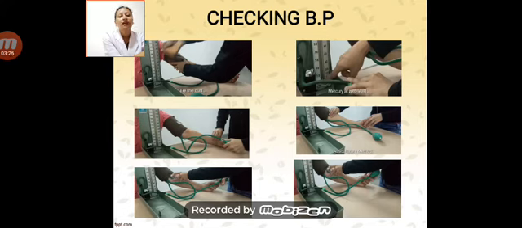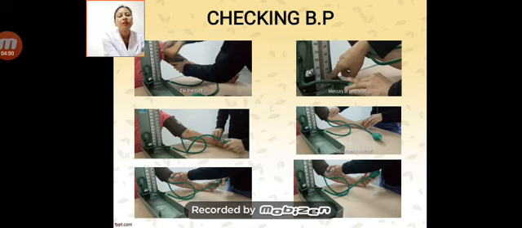So we close the valve by turning the knob of the valve clockwise. We pump air into the cuff until the reading on the manometer is at least 20 to 30 mm above the point at which the radial pulse disappears. Then we release the air slowly, and we note the point on the manometer where the pulse first appears. This is called the systolic blood pressure.